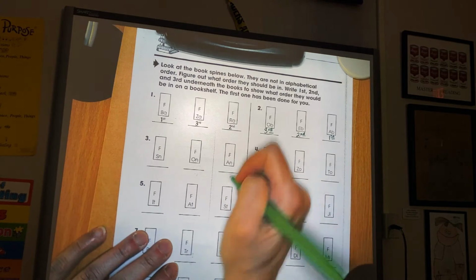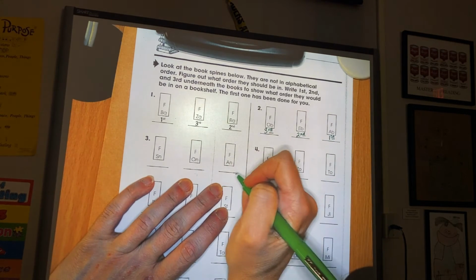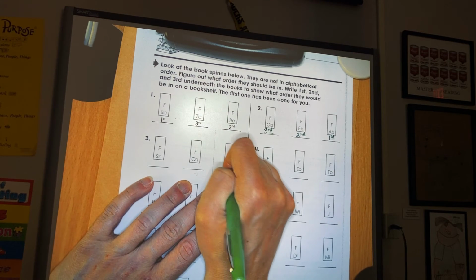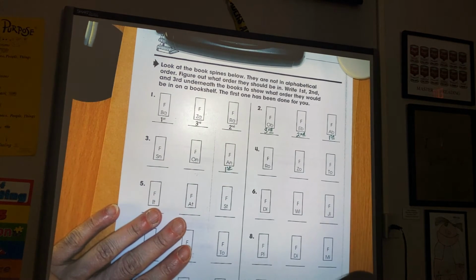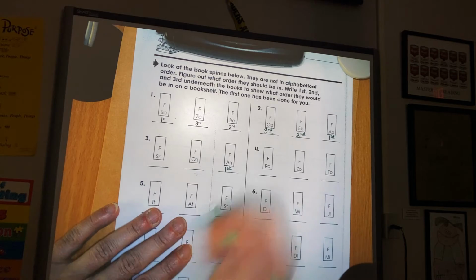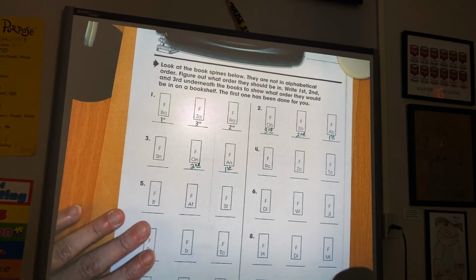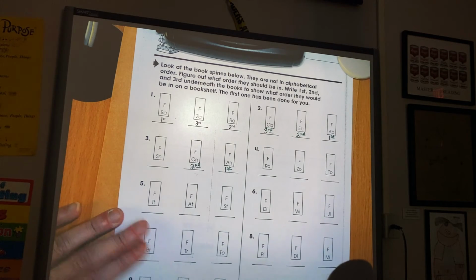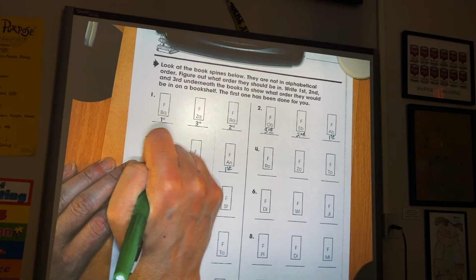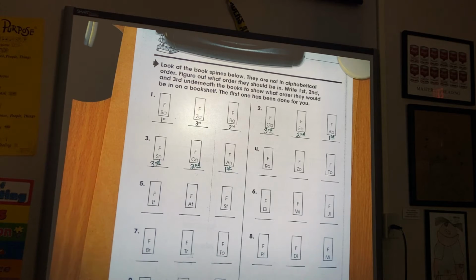If you said FAN is first, you were correct. If you said FON is second, you are correct. And if you said FSN is third, you would make a fabulous librarian.